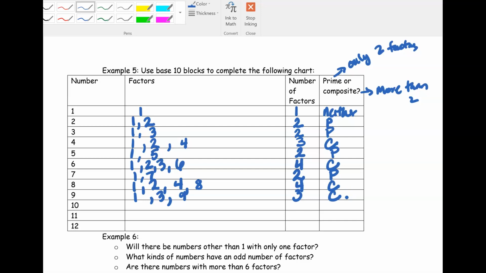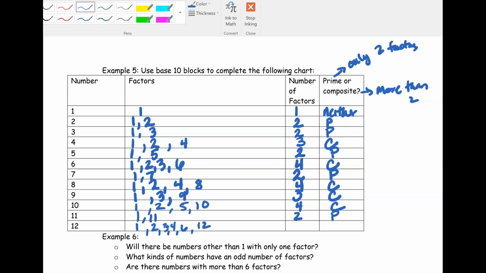So 9 is an odd number, but it's composite. 10, 1 and 10, 2 and 5. So 1, 2, 5, and 10. So there are 4 factors for 10, so that's composite. 11, only 1 and 11, so exactly 2 factors. So that's prime. And then 12 is 1 and 12, 2 and 6, and 3 and 4.